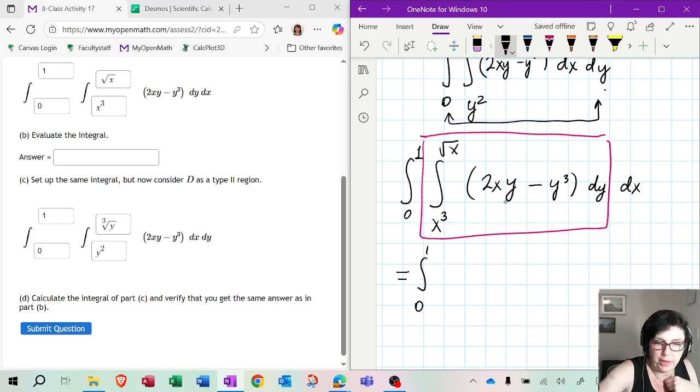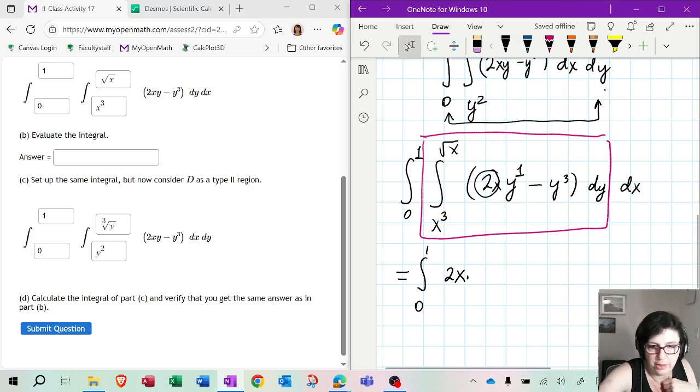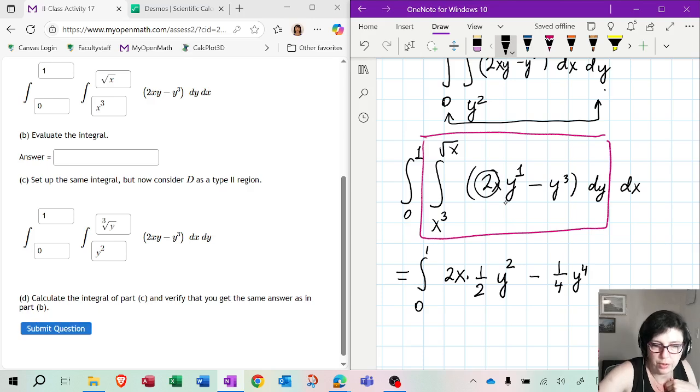When you're integrating, the 2 and x is going to be just like a constant multiple that you keep. So this is going to be 2x. And remember, y to the power 1, the way you integrate that is you add 1 to the power, so that becomes y to the 2. And then you divide by the new power, but I like to just have 1 over. So this is going to be 1/2, and then minus y cubed becomes 1/4 y to the 4th.